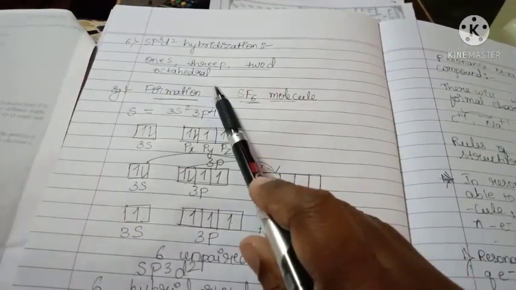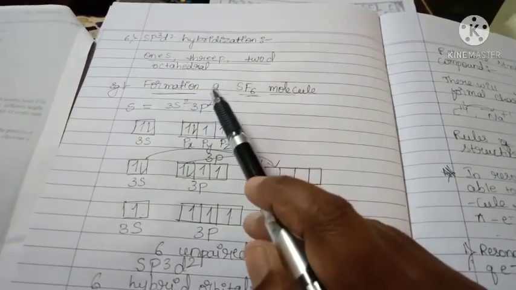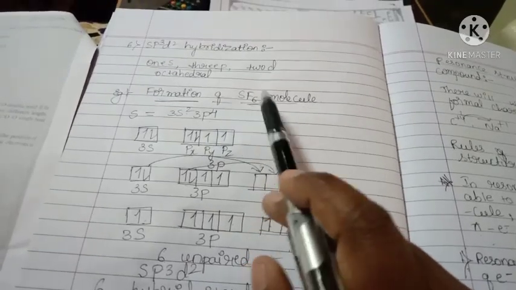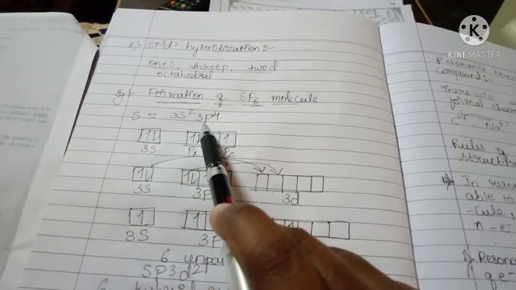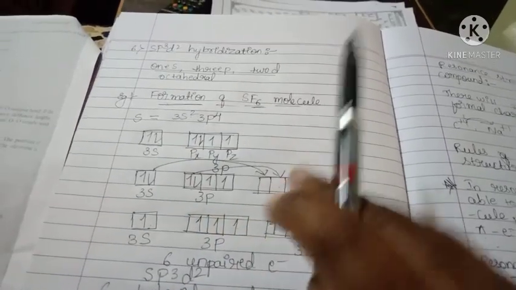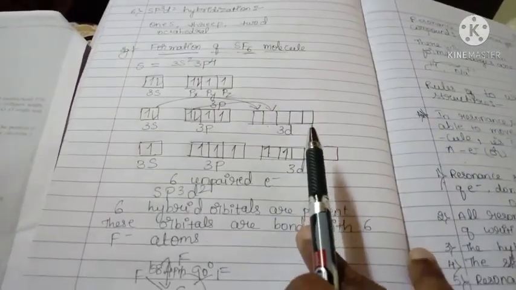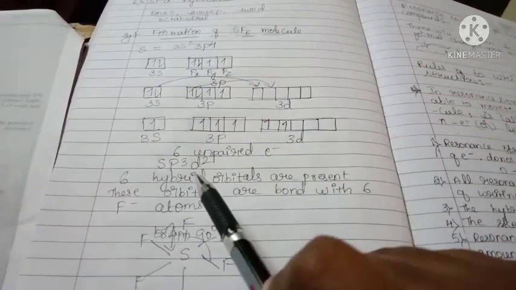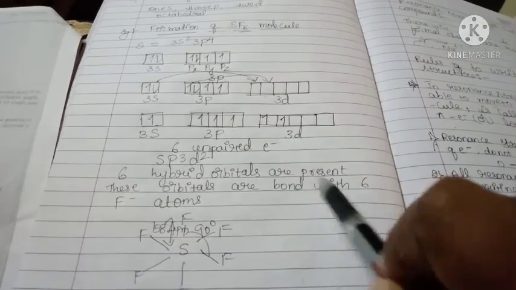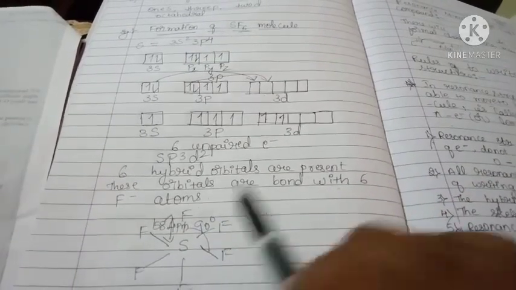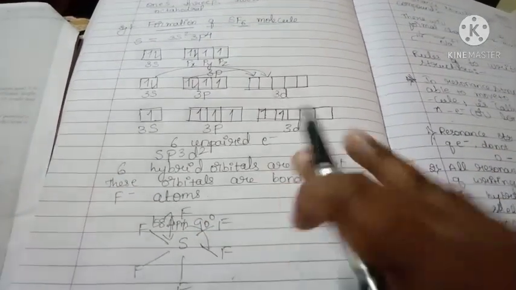sp3d2 hybridization. Here the configuration is octahedral. Formation of the SF6 molecule: the outermost electronic configuration of sulfur is 3s2 3p4. There are 6 unpaired electrons present. The 6 sp3d2 hybrid orbitals are bonded with 6 fluorine atoms. This is the structure of SF6.